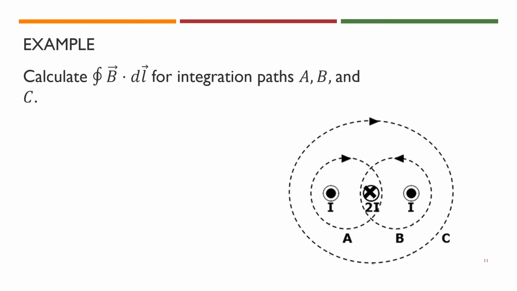As an example, we consider three current sources. Two current sources point out of the page with magnitude I, and one current source points into the page with magnitude 2I. So the questions now are the line integrals for path A, so this is path A right here, path B, and path C. Try this out first before I reveal the solution.